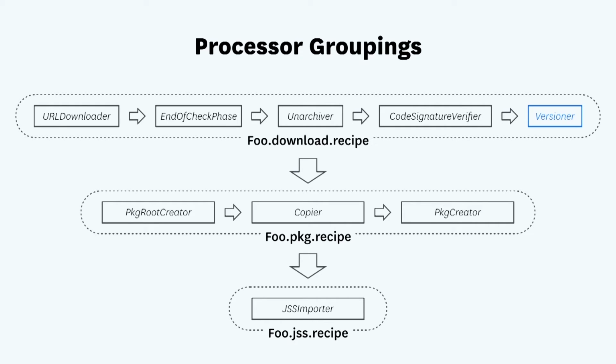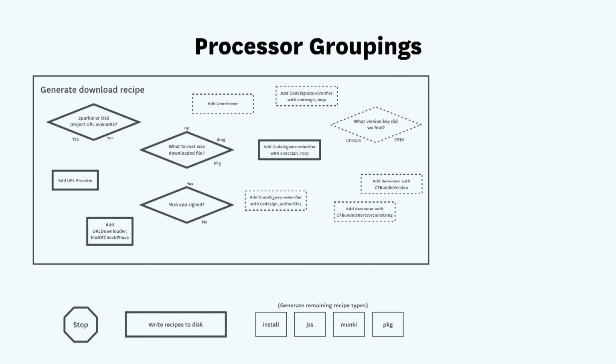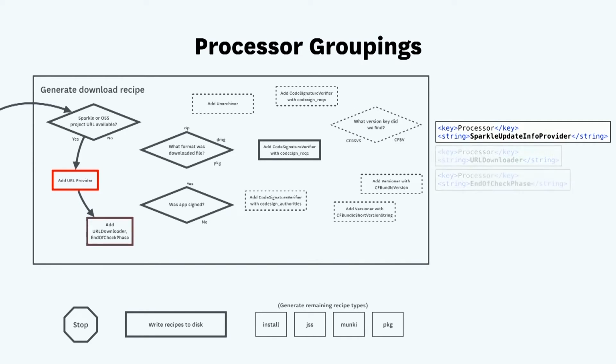And so Recipe Robot does this. This is the default. If it needs a versioning processor, it puts it right in the download recipe so that other apps can use it. So let's walk through the flowchart one more time with TM Notifier as an example here. TM Notifier is a signed app. It's a direct download. So we add the URL provider, the URL downloader, and the end of check phase.